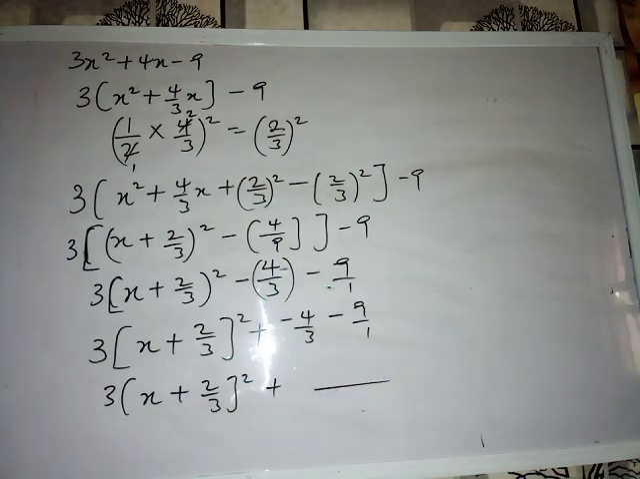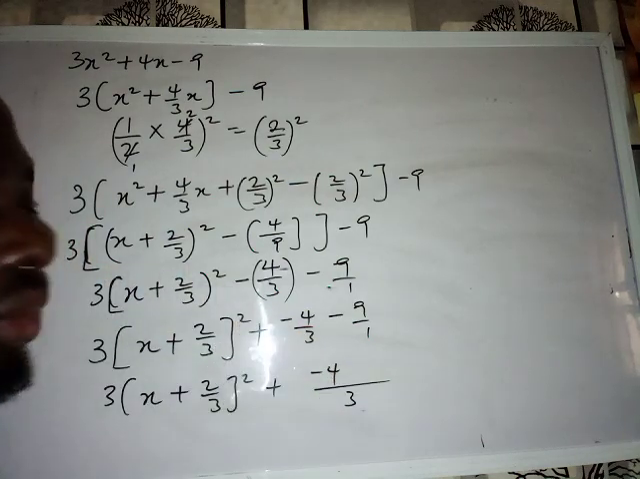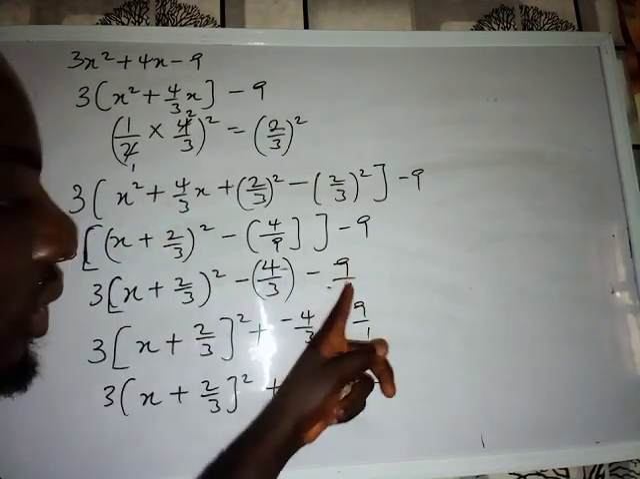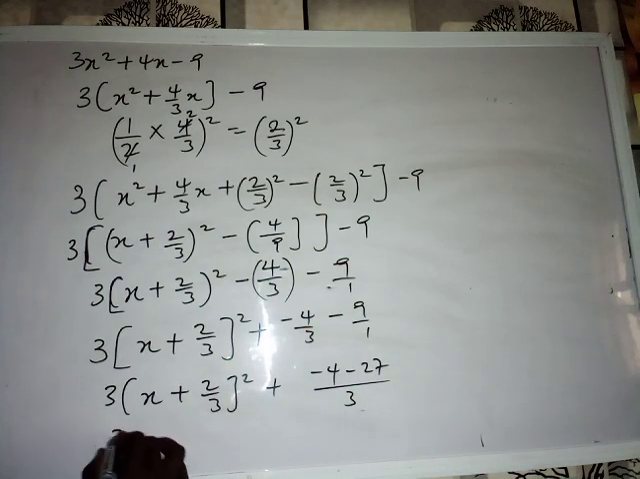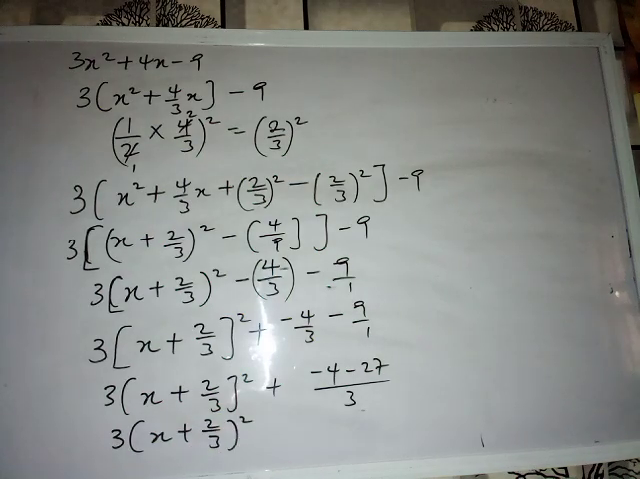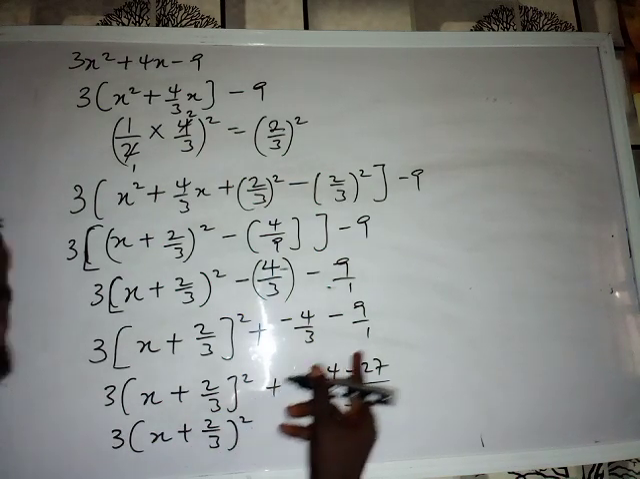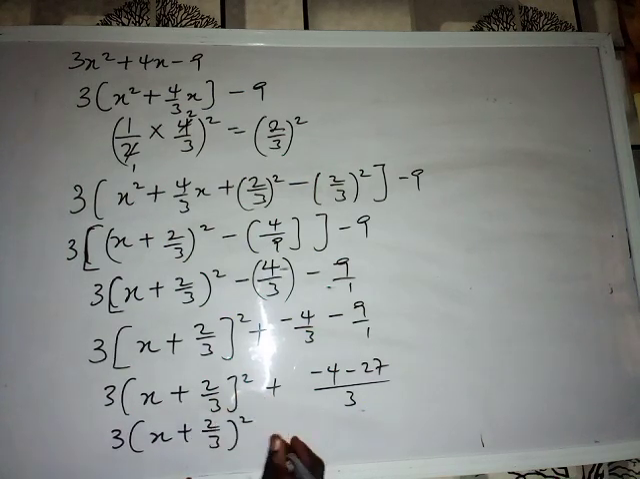Then I find the LCM. LCM of 3 and 1 is 3. 3 divided by 3 is 1, 1 times this, minus 4. 3 divided by 1 is 3, 3 times 9, minus 27. Then I have 3 into x plus 2 over 3 all square, minus 4 minus 27, that's minus 31, over 3.